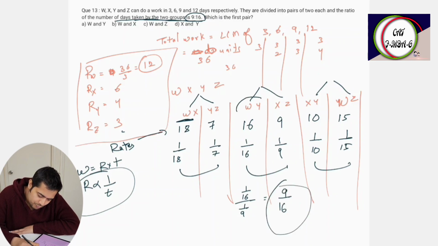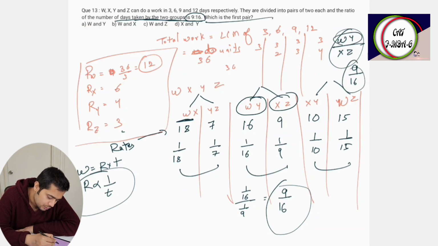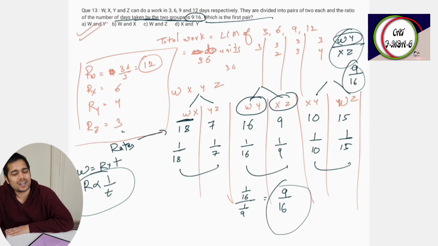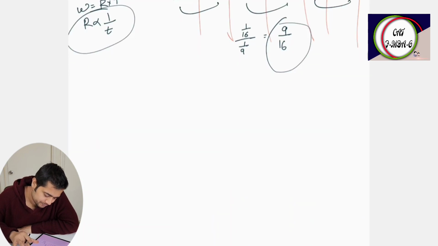This will come only when first is W, Y and second is X, Z. So WY divided by XZ, then it will come by 9 is to 16. That is which is the first pair. WY is the first pair. Option A is the right answer. I hope you got it. Let's move ahead to the next question.